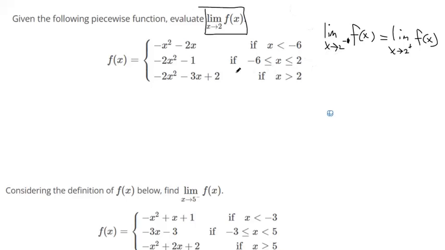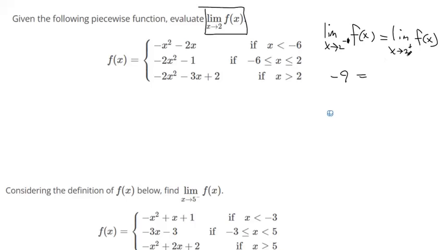x approaches 2 from the left, we use the middle function because that's where x could be slightly less than 2. And this one we can solve by substitution. If you plug 2 into this expression, 2 squared is 4. 4 times negative 2 is negative 8. Negative 8 minus 1 is negative 9.